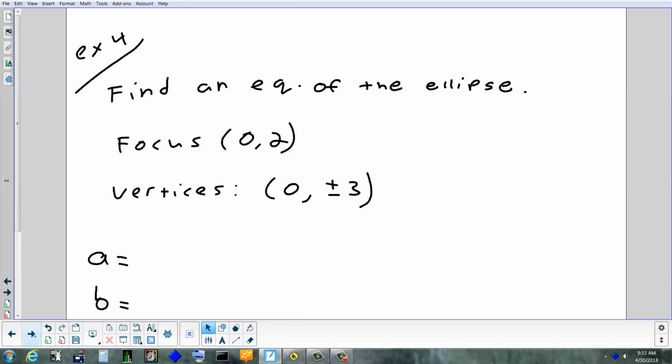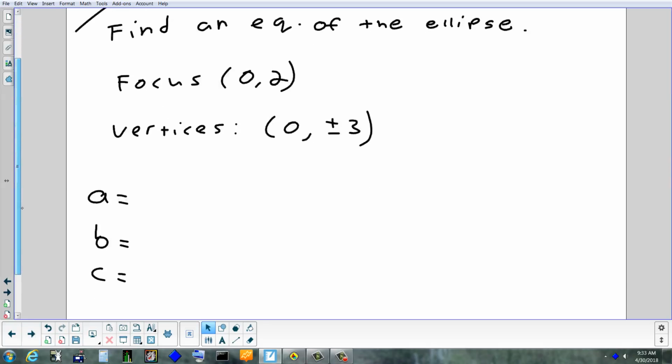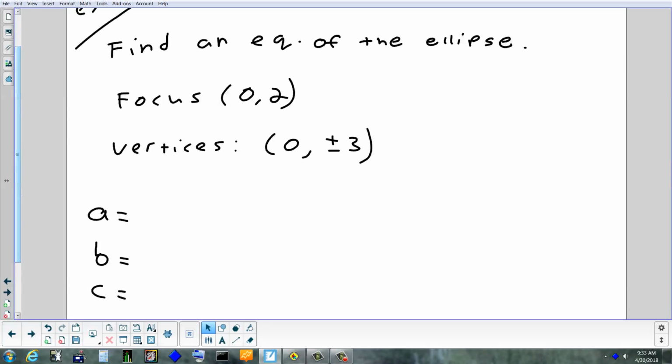All right. Let's try one the other way this time. Here's the focus. Well, actually, they're only giving us one focus. Well, we know an ellipse has to have 2. So not that the question is asking it, but if you had a focus at 0, 2, where do you have another focus? Yep. 0, -2. Do you need to know that for this problem? No, not really. But you should know that. Okay, so let's find the equation.